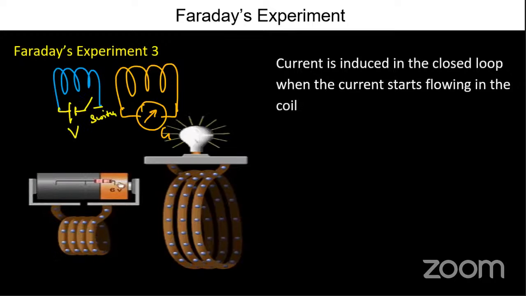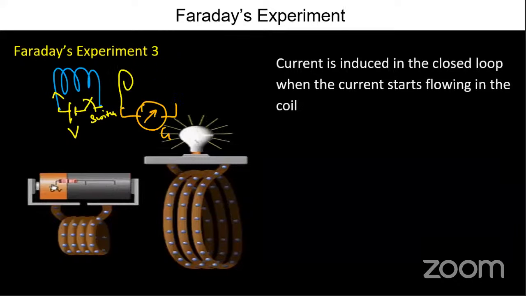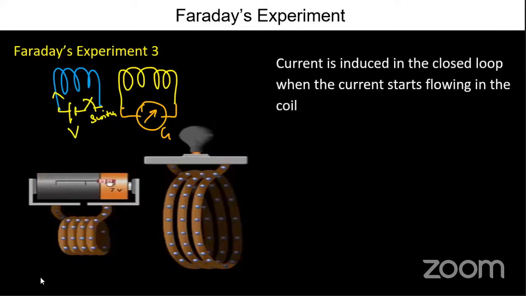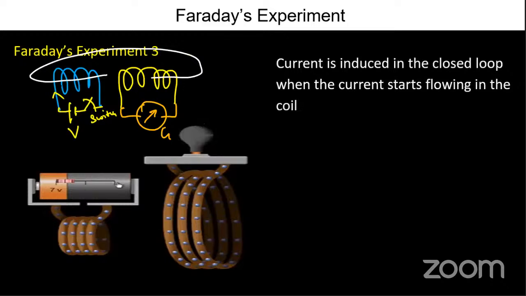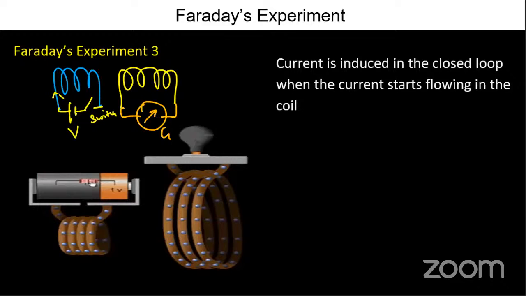So what happened? Whenever he turned on the switch, there was current flowing in this coil and some magnetic field was set up. This magnetic field which was set up linked with the secondary coil. Whenever he turned on, there was a magnetic field generated in this way. Whenever he turned off, there was no magnetic field. This way, there is a change in magnetic flux.